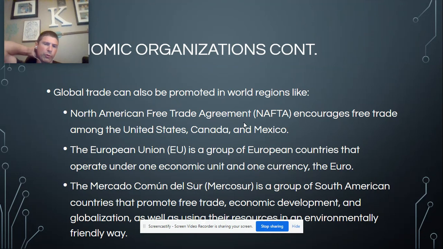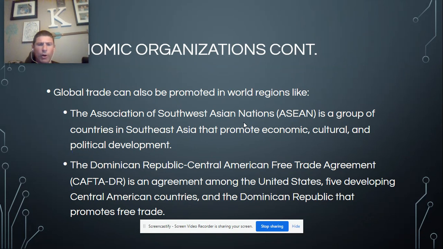You may have heard of NAFTA before, the North American Free Trade Agreement. It's an agreement between the United States, Canada, and Mexico about trade between those nations. And then there's also the European Union, a group of European countries, and they have their own currency, the euro, that is used among all of those. There are some more organizations listed here that help with that. But that's just an overview of economies.